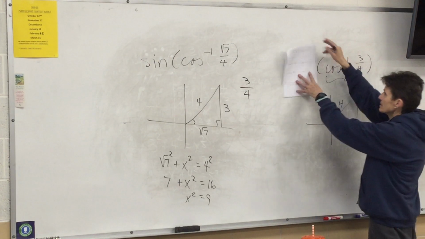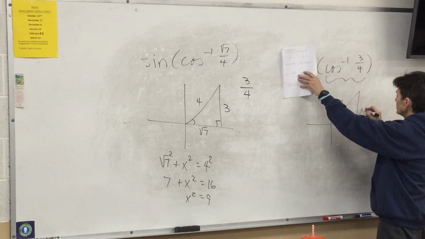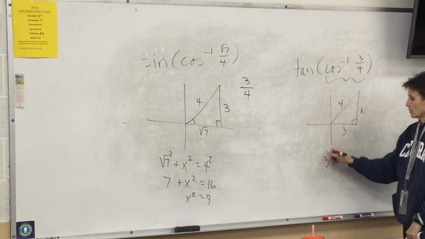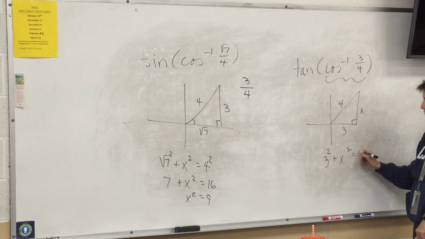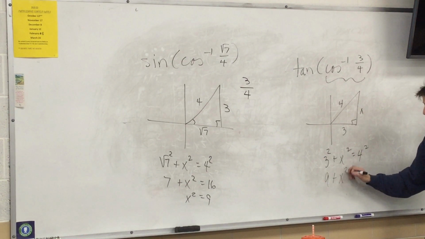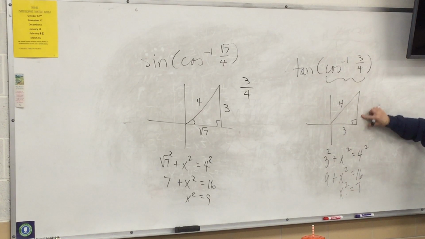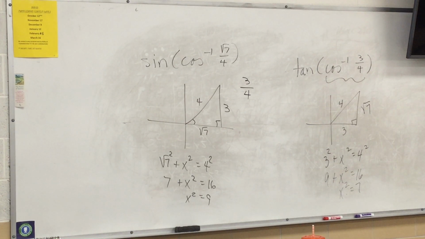Remember, we're not looking at this. Don't let that confuse you. Don't look at it. Then we're going to do the Pythagorean theorem. So 3 squared plus x squared equals 4 squared. So 9 plus x squared equals 16. X squared equals 7. So x is going to be the square root of 7.